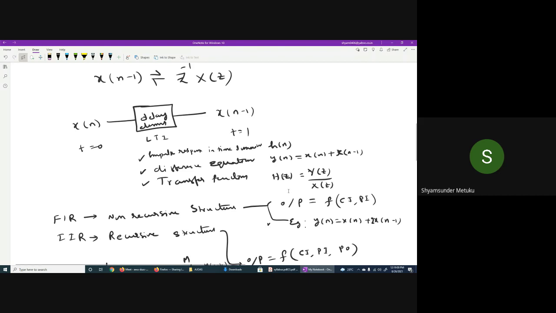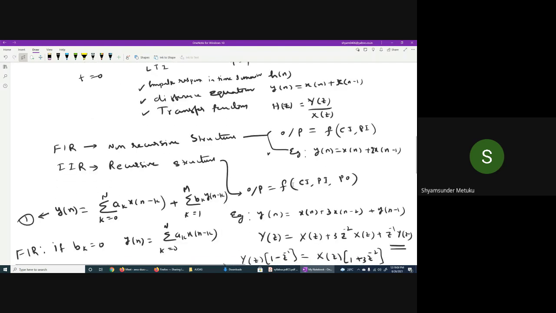Here the delay element is generally considered as an LTI system. Every LTI system is represented by 3 notations. In the time domain, it is an impulse response, which is called h of n. Or it could be a difference equation represented by y of n is equal to x of n plus x of n minus 1. So in general, you can say that the output will be a function of the current input and past inputs. It could be past outputs also, even though I have not mentioned it in this example, but it is possible. Even past outputs you can write.